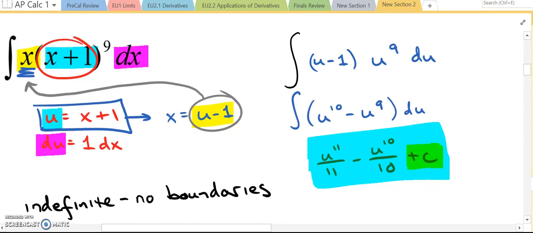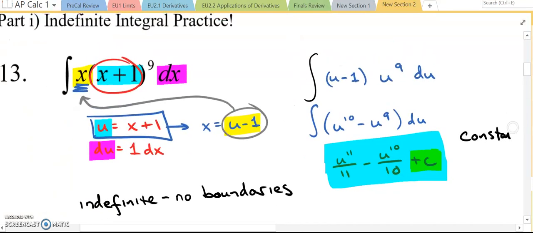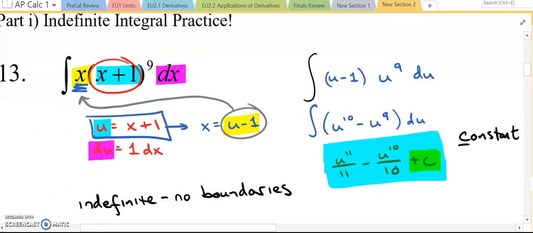Since it's not defined for me, I don't know if this function is really talking about u to the 11th over 11 minus u to the 10th over 10 plus 5, or if that's a plus 7 at the end. And ultimately, it doesn't really matter. We're still talking about rate of change, and that c at the end stands for a constant value. And if you don't like the word constant, you could talk about it as an initial condition.